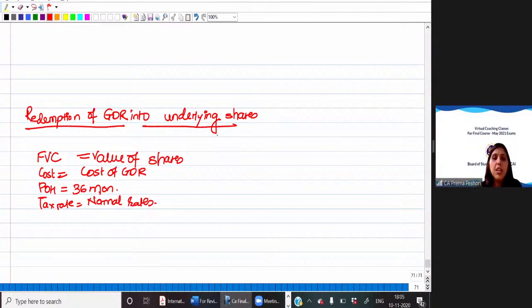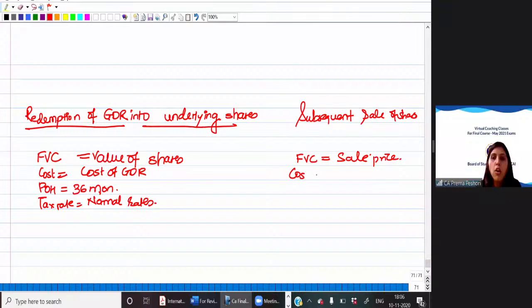Clear? If, say for example, the shares which I have received, I'm selling those shares. So on the subsequent sale of shares, the full value of consideration would be the sale price of shares, right? Cost would be what? I'm talking about the shares. So I have taken, say for example, GDR of Reliance. I'm redeeming those GDR and getting the shares of Reliance Industries Limited. And now I'm selling those shares of Reliance Industries. Then the full value of consideration would be the sale price. Cost would be what?